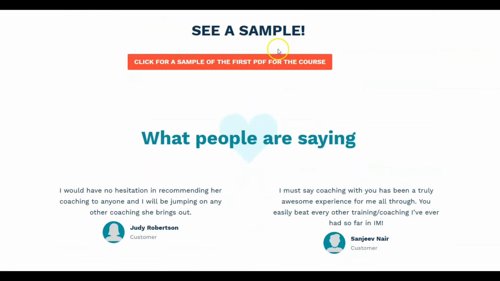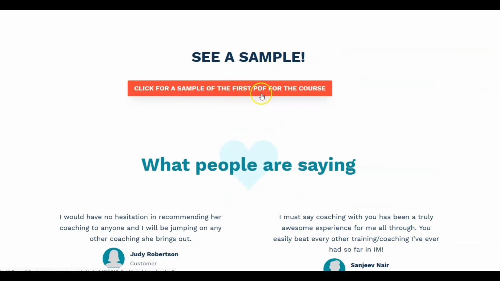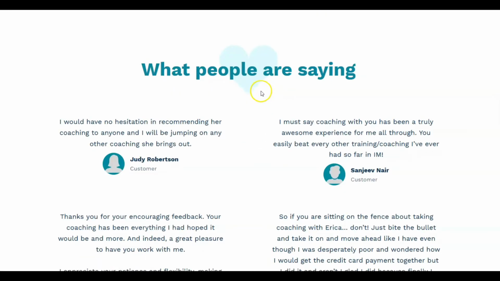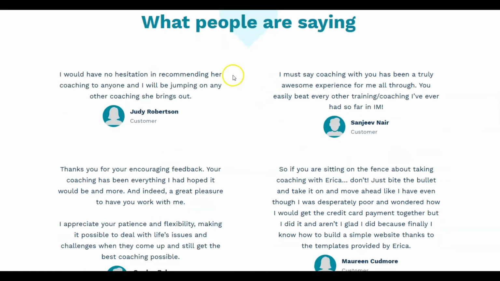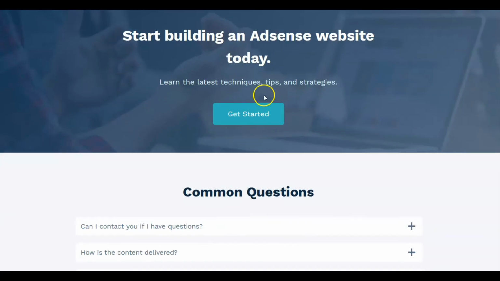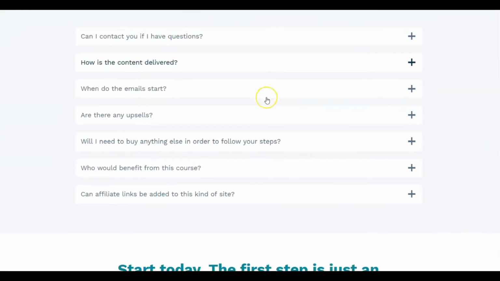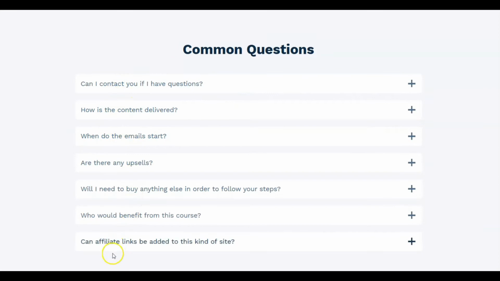Now, she's going to give you an example of what your first PDF looks like if you're not sure, but I'm going to show you what that looks like. There are some testimonials from other people. Now, here's the thing: common questions. Go through and answer these questions as I work through the course here.